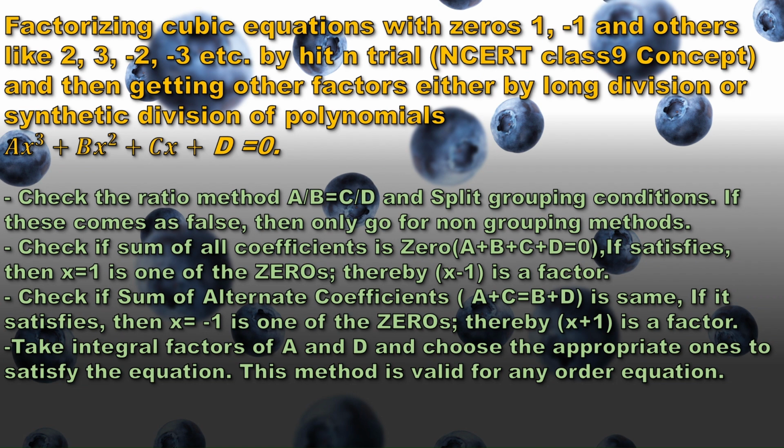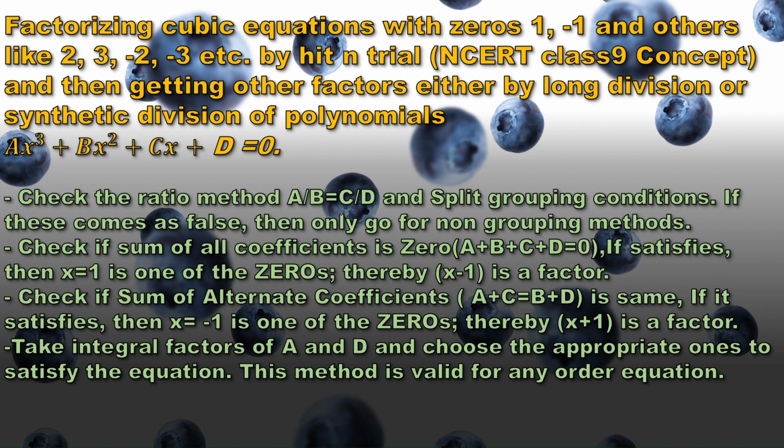It's in continuation of the cubic equation. Today we will discuss the third method to get the factors or roots easily. This method is the same as we discussed earlier. If the sum of the coefficients is 0, then x equals 1 is one of the roots. And if the sum of the alternate coefficients is the same, then minus 1 is the root. And this is one method.